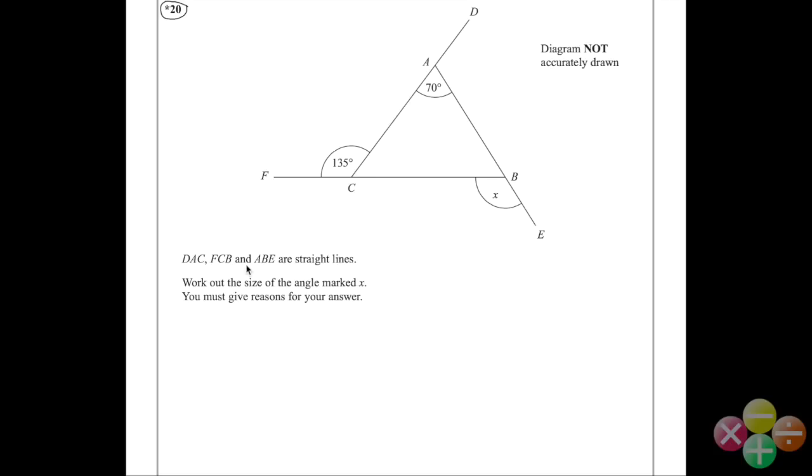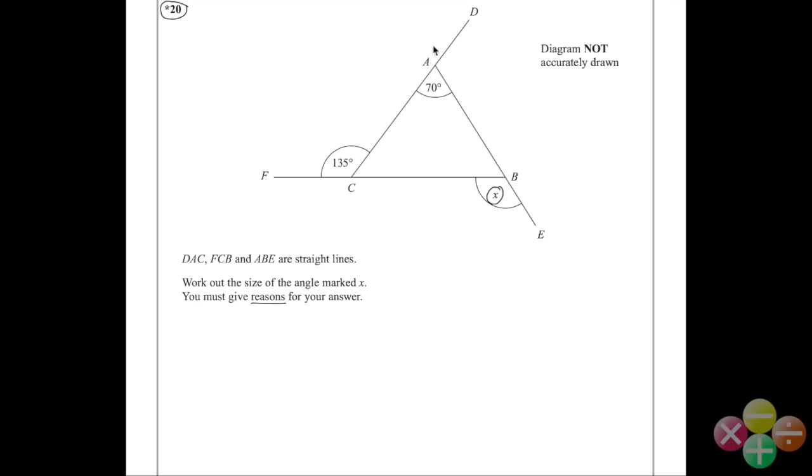DAC, FCB and ABE are straight lines. So there's three straight lines that join together to form a triangle in the middle. Work out the size of the angle marked X. So this is my angle that I'm looking for. You must give reasons for your answer. So that would be why the question's starred, because they want reasons. They want more than just a little bit of working out.